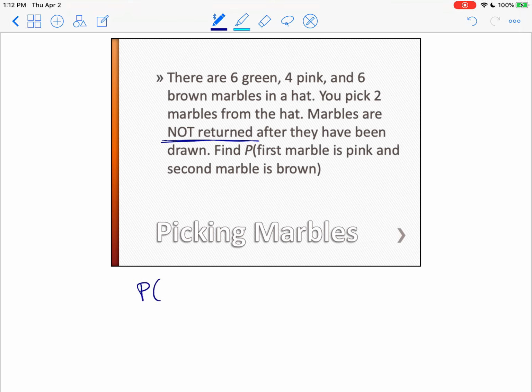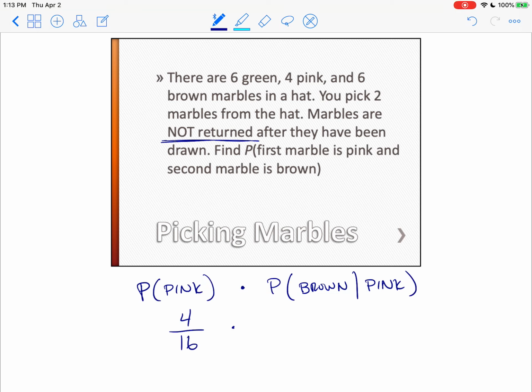So if we're trying to find the probability that the first marble is pink and the second marble is brown, it's the probability that we get a pink marble first times the probability that we get a brown marble given that we had originally picked out a pink one. And so the probability of picking a pink out is still the same. There's 4 pink marbles and there's 16 in the hat.